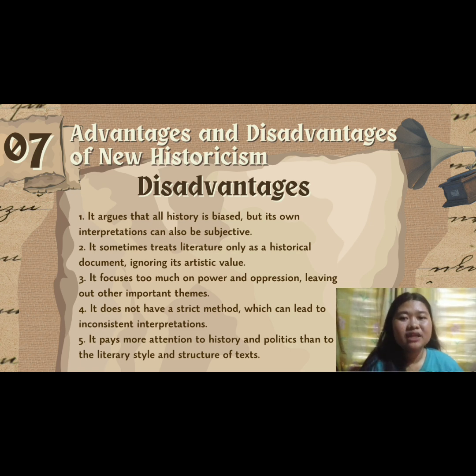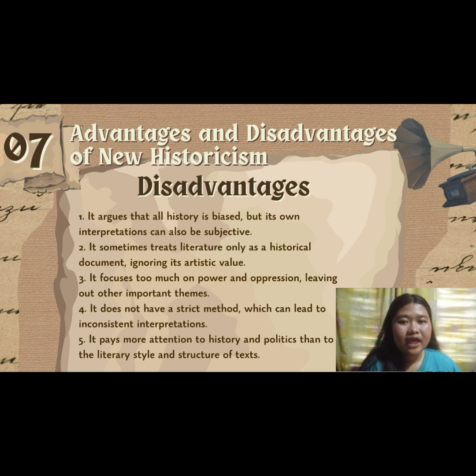Number 4, it does not have a strict method, which can lead to inconsistent interpretations. Unlike some other ways of studying literature, New Historicism does not follow a clear set of rules. This means different people might analyze the same book in very different ways, leading to confusion or disagreement.